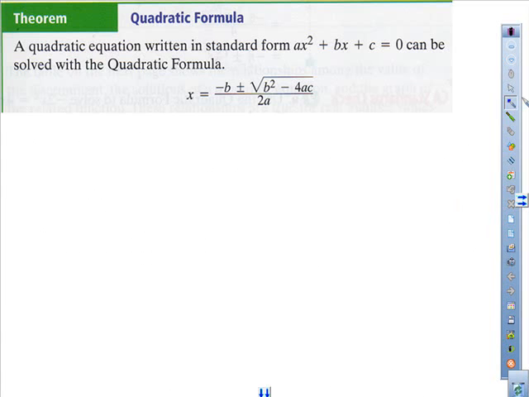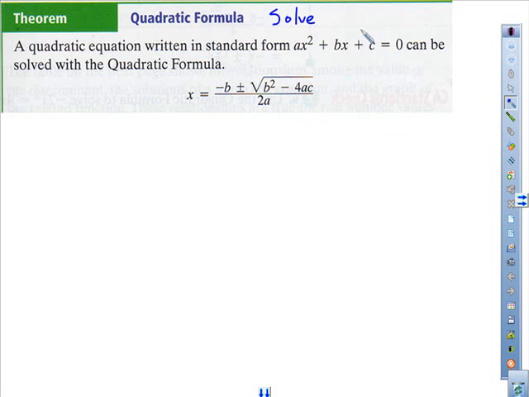Alright, first of all, here's the quadratic formula. X is equal to negative b plus or minus the square root of b squared minus 4ac all over 2a. The most important thing when using the quadratic formula: first of all, you use it when you're trying to solve a quadratic. So only use it when you're asked to solve.